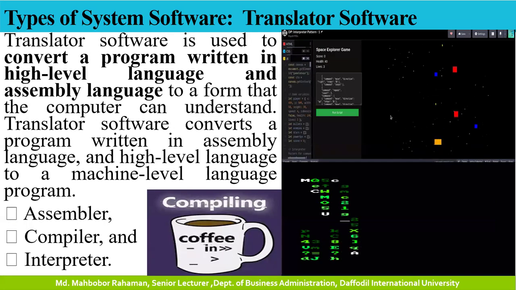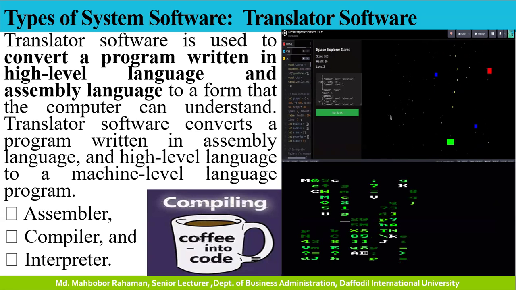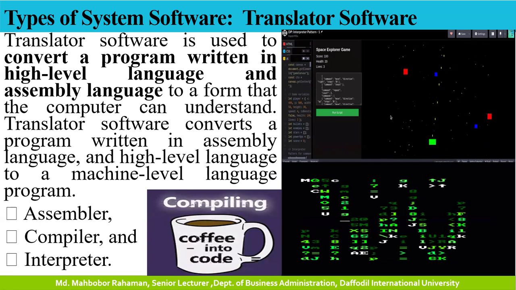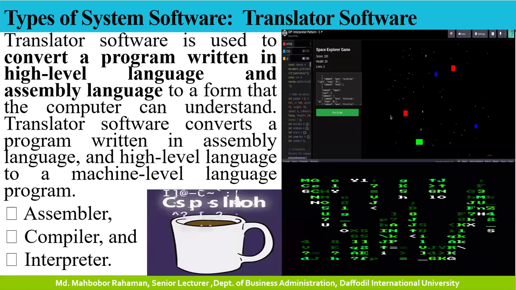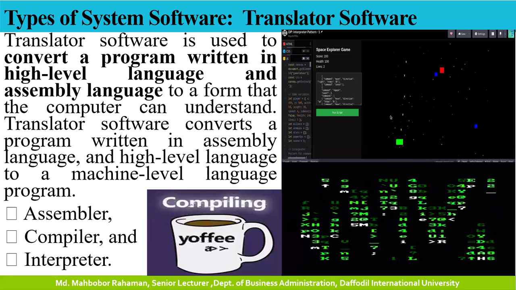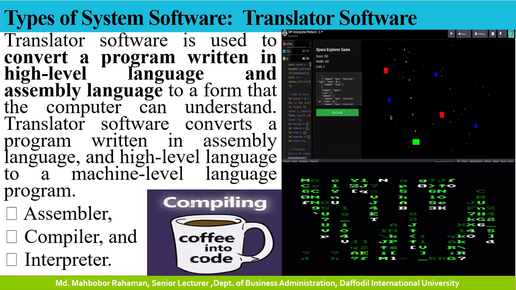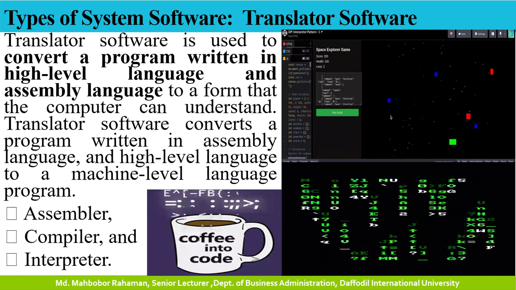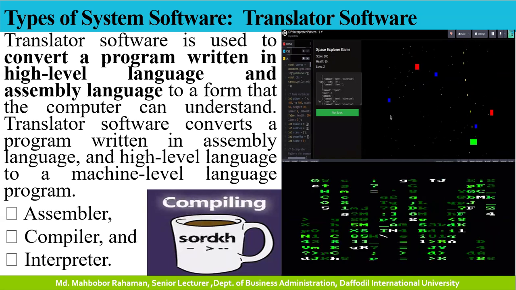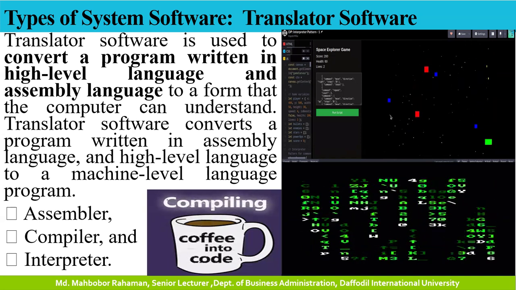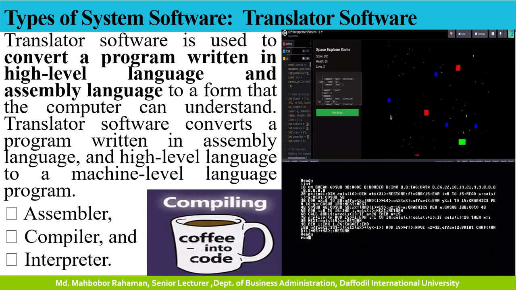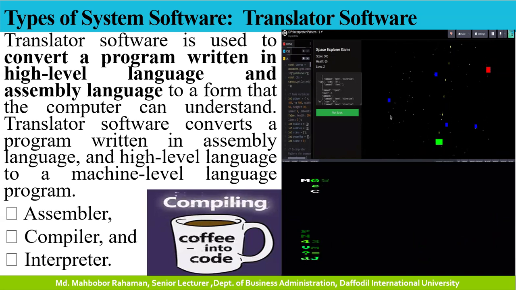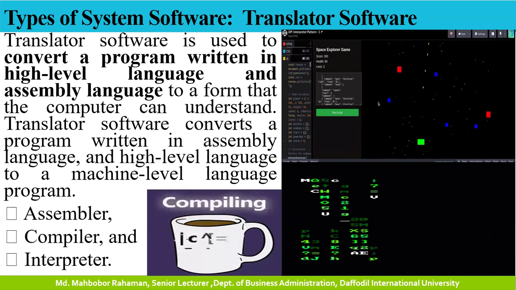Another type of system software is translator software. Translator software is used to convert a program written in high-level language or assembly language to a form that the computer can understand. Translator software converts a program written in assembly language or high-level language to a machine language program. Here, the translator software includes the assembler, compiler, and interpreter.